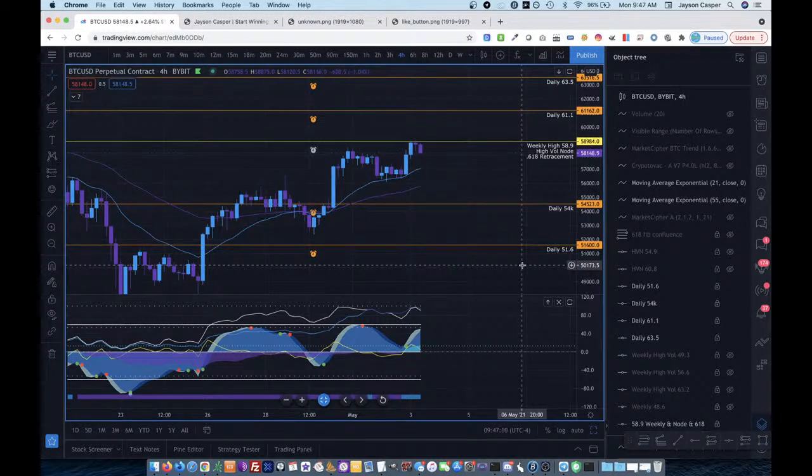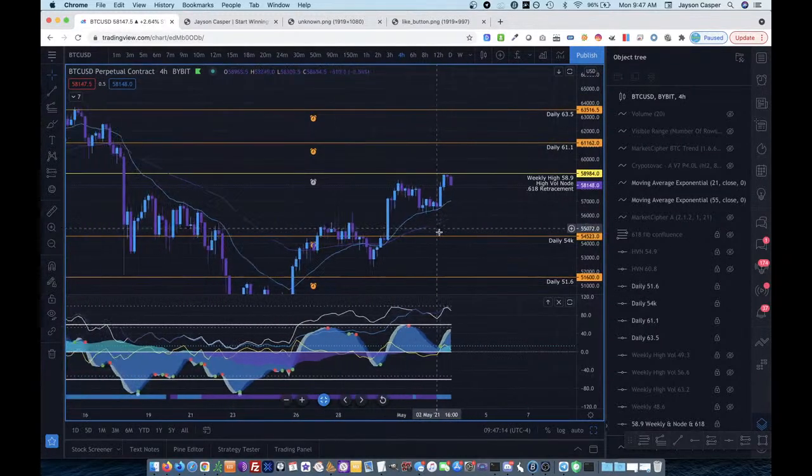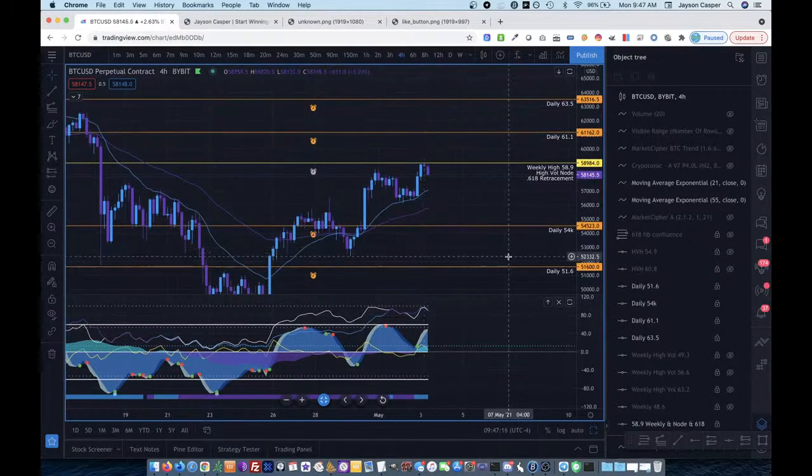But for right now, guys, these are the Bitcoin levels that I am keeping my eyes on to do a trade, right?